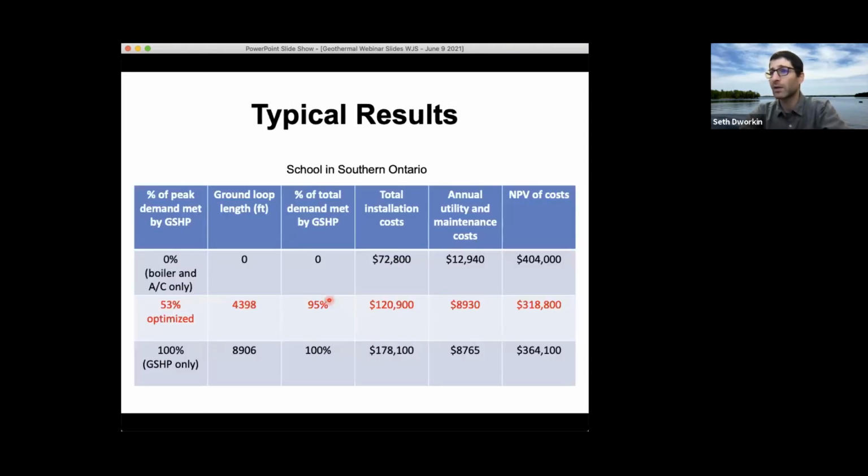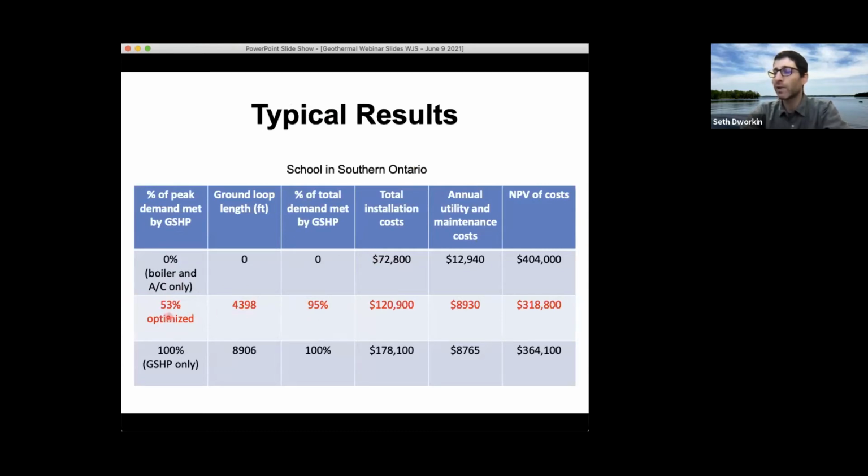So how does that look for an actual building? So we ran this analysis. We run it for many, many types of buildings. Here's an example, which is a school in Southern Ontario. We found that if the ground source heat pump met 53% of the peak demand, that was the financially optimized system. That resulted in ground loops of 4,400 feet, but it met 95% of the total energy demand.